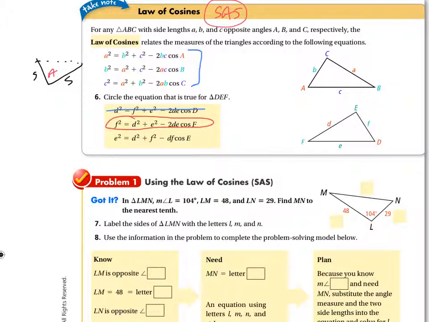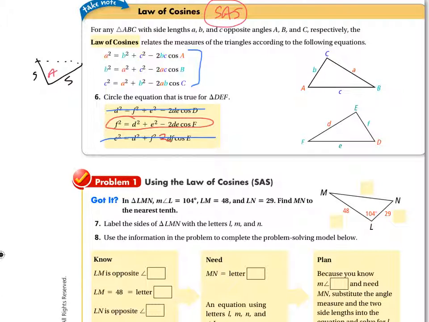Let's just look at the last one for chuckles' sake. So again, here's the side I'm trying to find, E. D and F are the other two sides being squared and multiplied. We have a minus, what's missing here? The 2. Everything else was perfect, but they missed the 2, right? So if they had put a 2 in here, we would have been okay. But that one is not correct either.